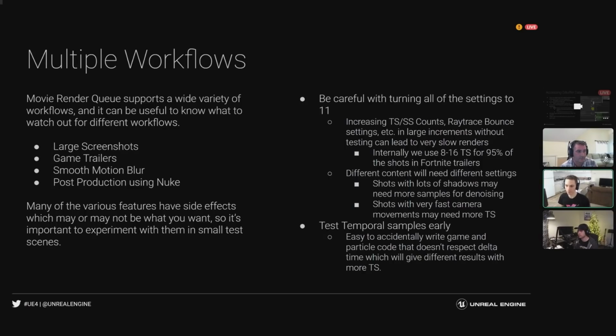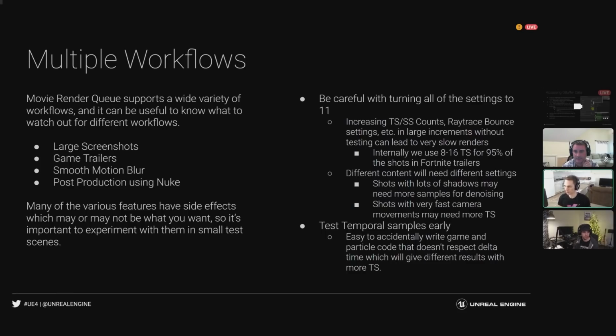We have lots of workflows now. We support a wide variety of workflows, and you need to know what to watch out for in different workflows. They're not really hard and fast categories, but if you're rendering out really large screenshots, that's different than rendering out a game trailer. If you want really smooth motion blur, that's different. And if you're doing post-production using Nuke or other software, those again have other things to worry about. The various features like temporal subsampling and spatial sampling have side effects. Temporal subsampling gives you more renders. They all have side effects, and it's really important that you experiment with them and see if it does what you want for your particular workflow.